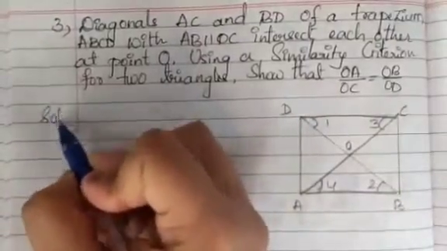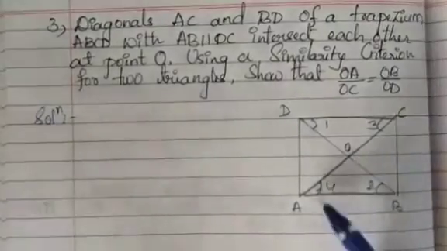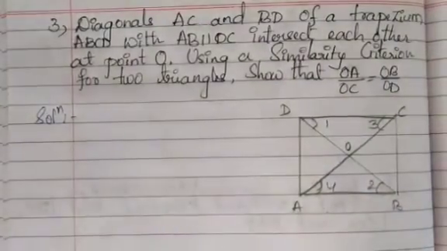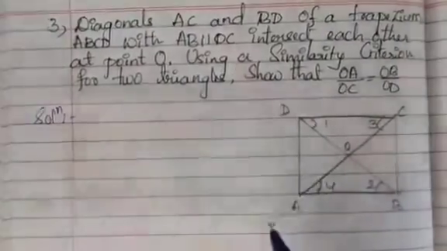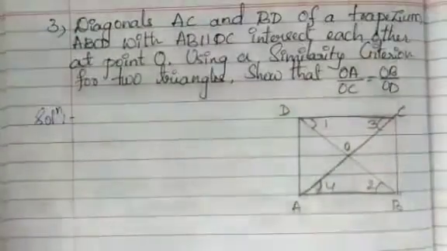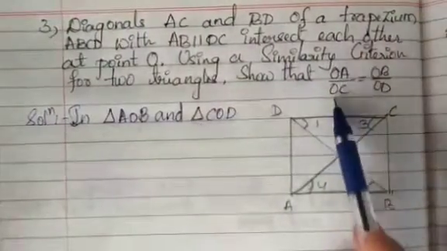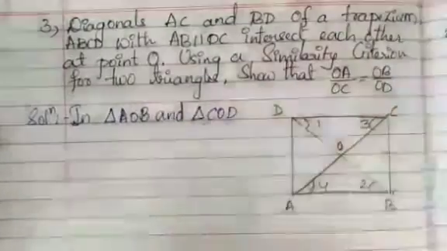So if I want to prove OA by OC is equal to OB by OD, then I have to take two triangles similar to each other. What are the two triangles I can take? I can take AOB as one triangle and COD as another triangle here. If I prove these two are similar, then I can say that OA by OC is equal to OB by OD, by the proportionality theorem.